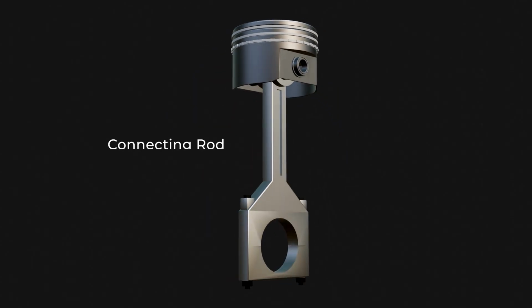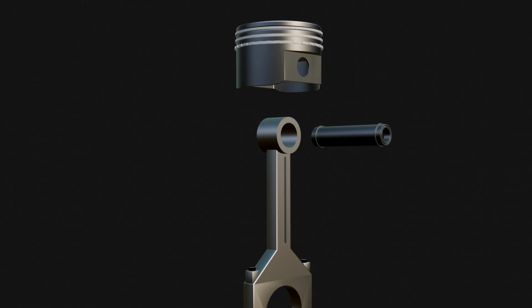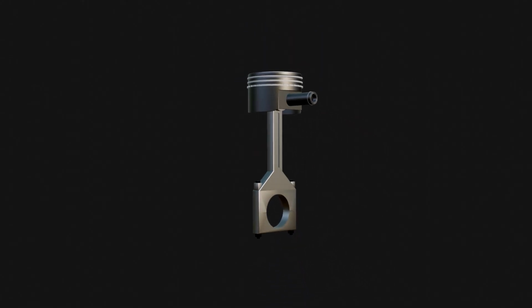Attached to the piston is a short, rigid rod called a connecting rod. It serves as a link between the piston and the crankshaft. The piston connects to the rod through a steel pin that passes through holes in both parts.